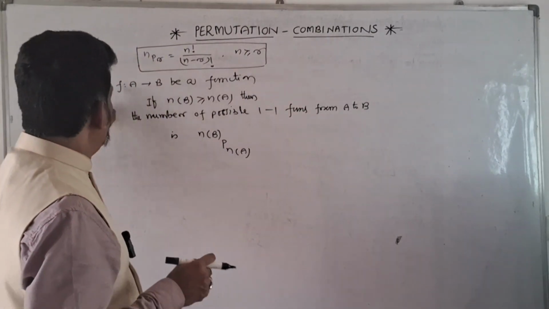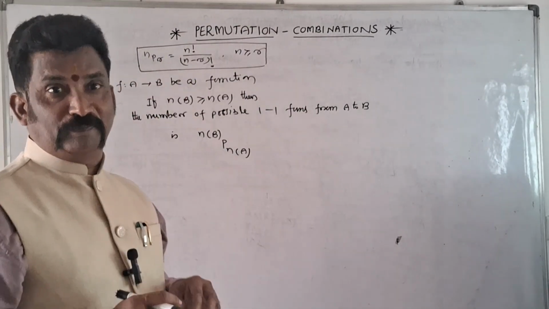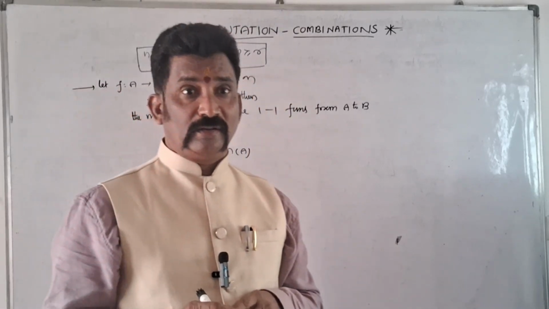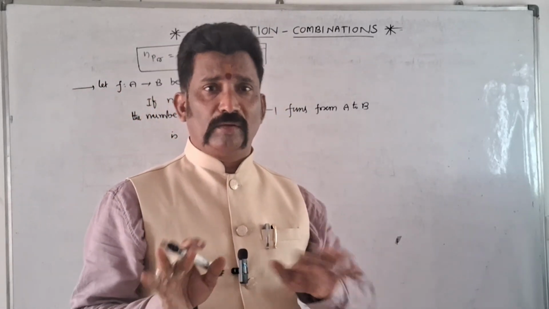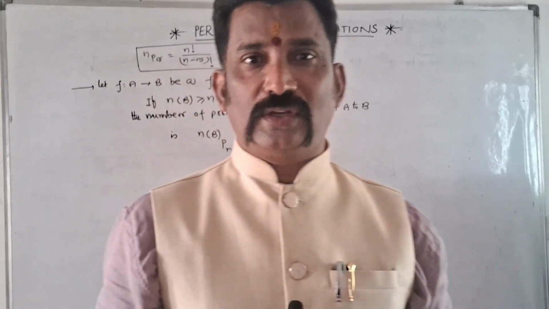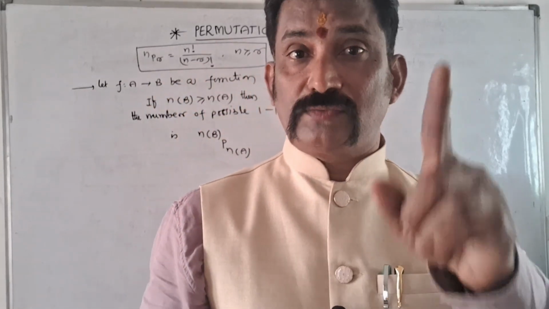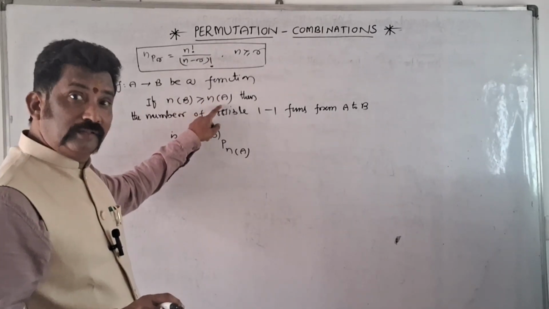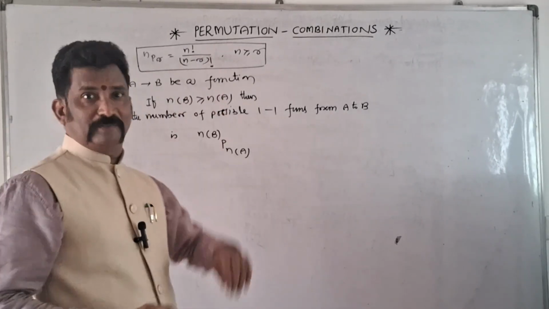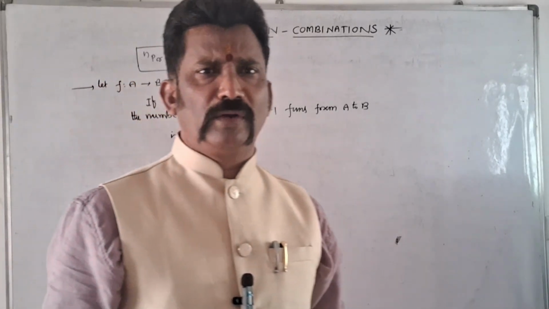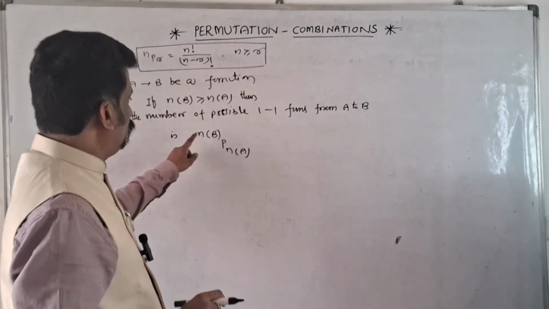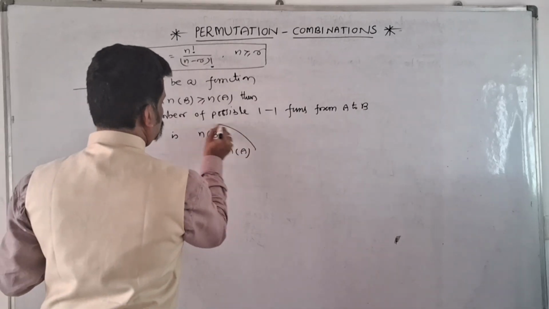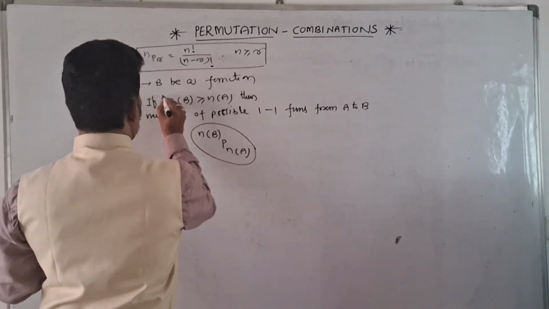So let f map A to B be a function. If n of B is greater than or equal to n of A, okay sir, I agree with you. What about n of B less than n of A? Just wait, I will tell you. If n of B is greater than or equal to n of A, then the number of possible one-one functions from A to B is n of B P n of A. So this is a very important condition.